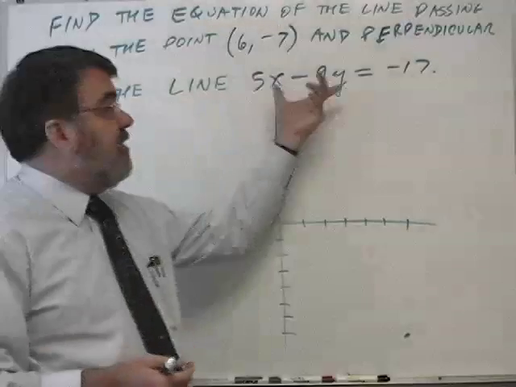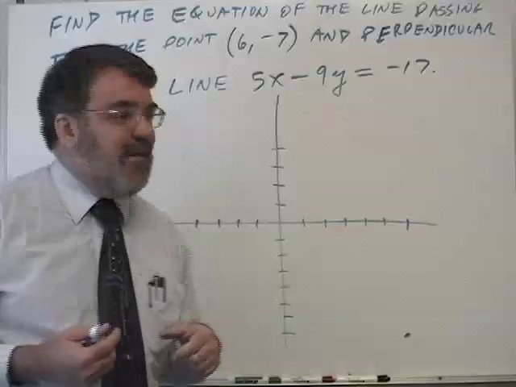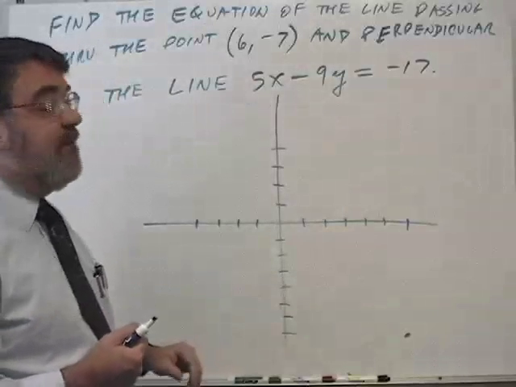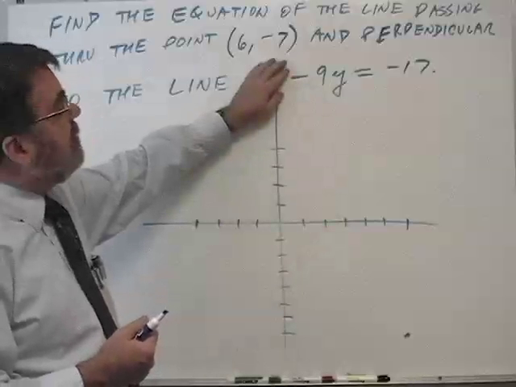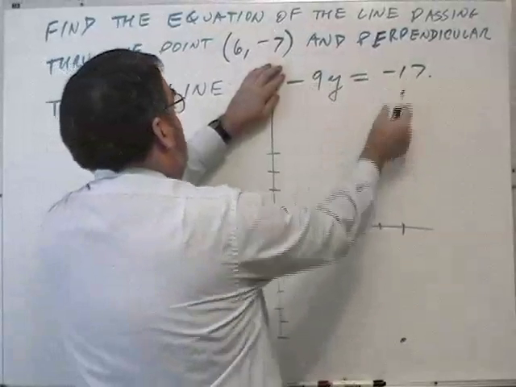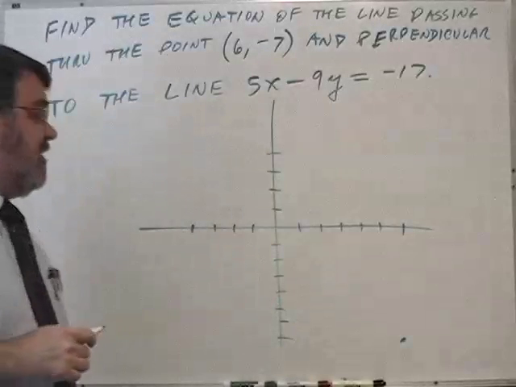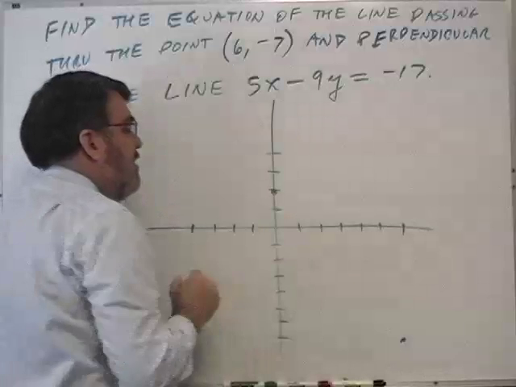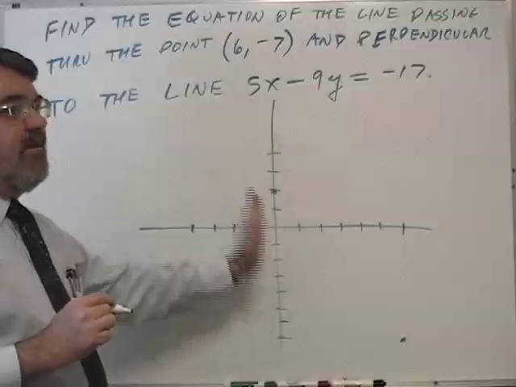What about this line? What's it look like? Well, I'm going to use the intercept method of graphing because x and y are on the same side. If x was 0, what would y be? Well, you would solve for y by dividing by negative 9. Negative 17 over negative 9 is positive 17/9. That's almost 2. So x equals 0, y is a number that puts it on the y-axis.